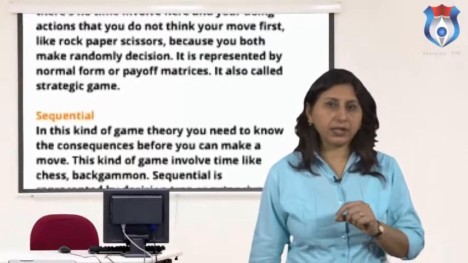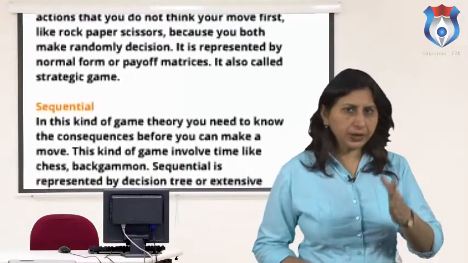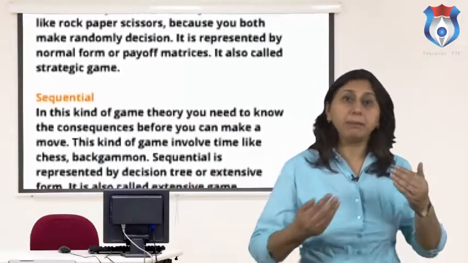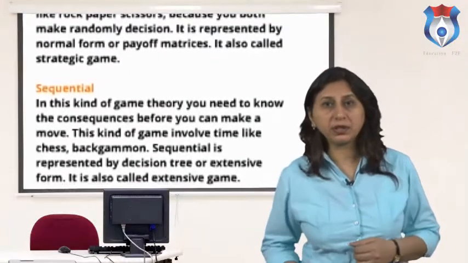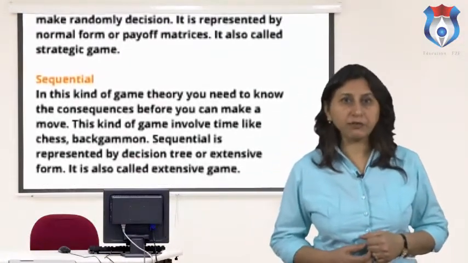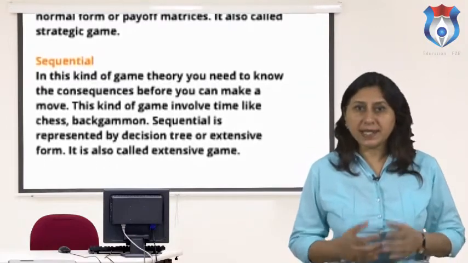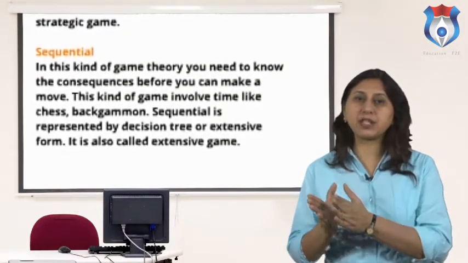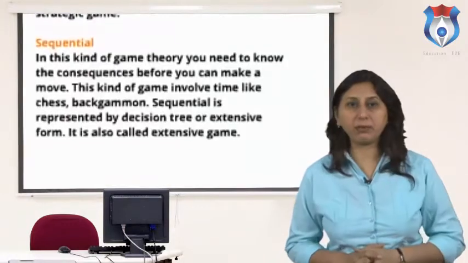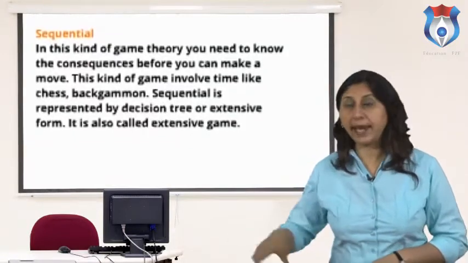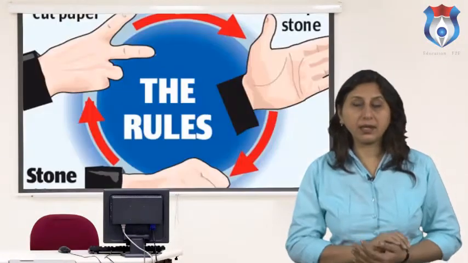Sequential game theory is a kind of game theory where you need to know the consequences before you can make a move. This kind of game involves time, like chess and backgammon. Sequential is represented by a decision tree or extensive form. It is also called an extensive game.